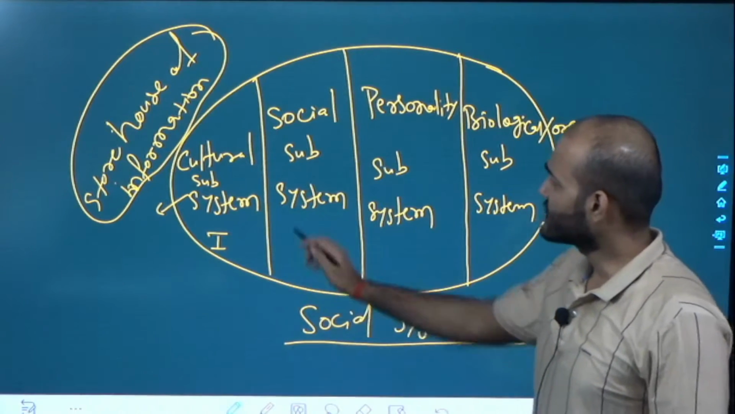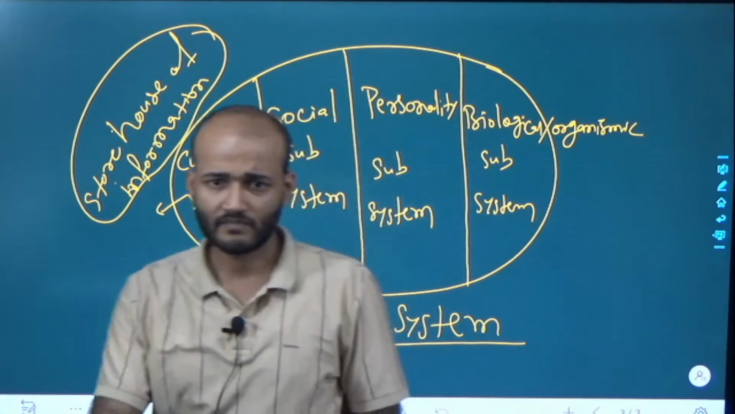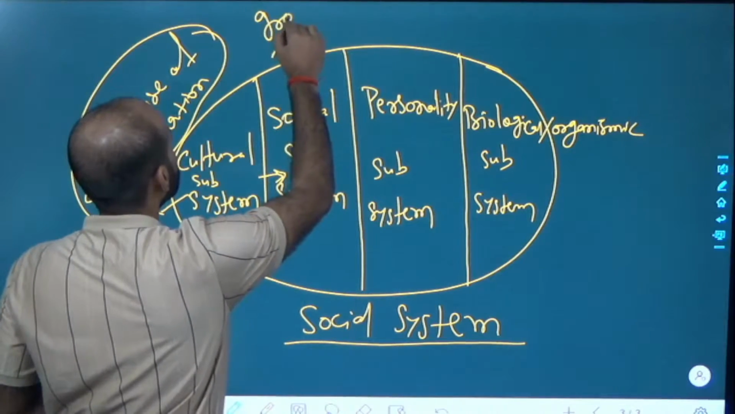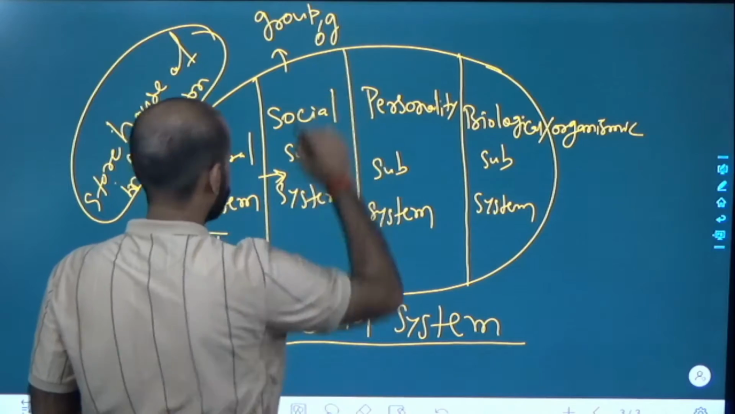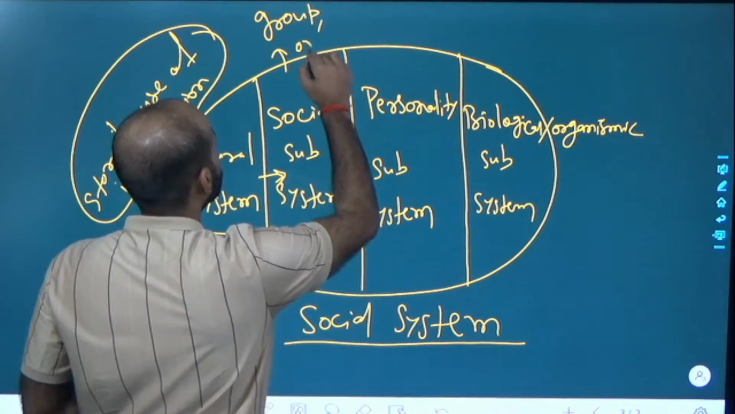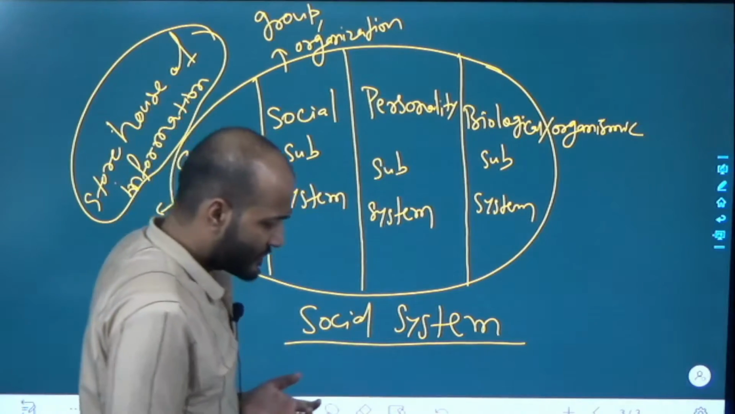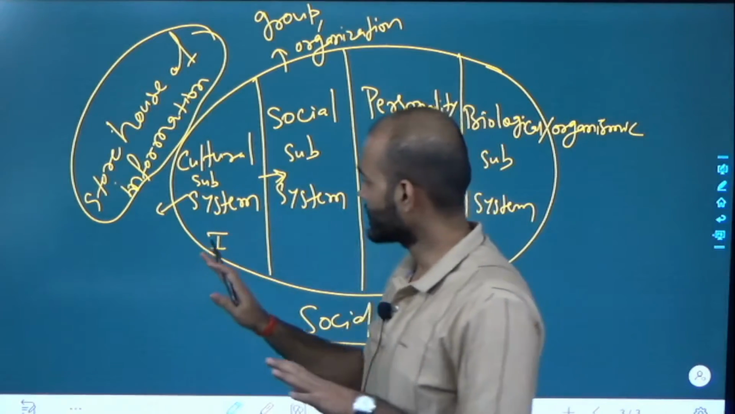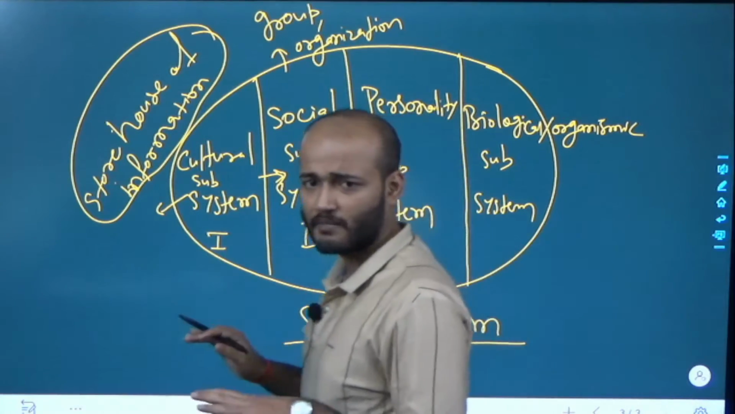So what Talcott Parsons said is that, after the cultural system, the society contains subsystems in the form of social groups or organizations. Clear? Now he further talks about it: culture is important for the functioning of society. The second one, the social subsystem, is also there.